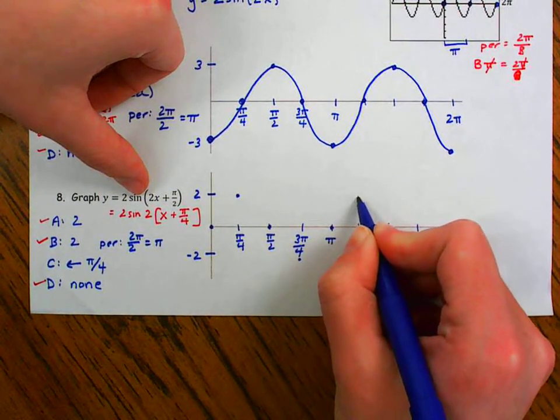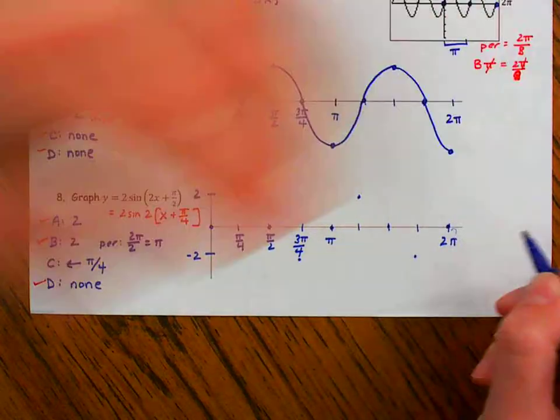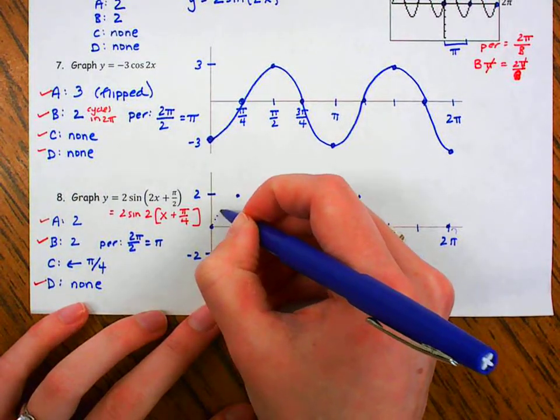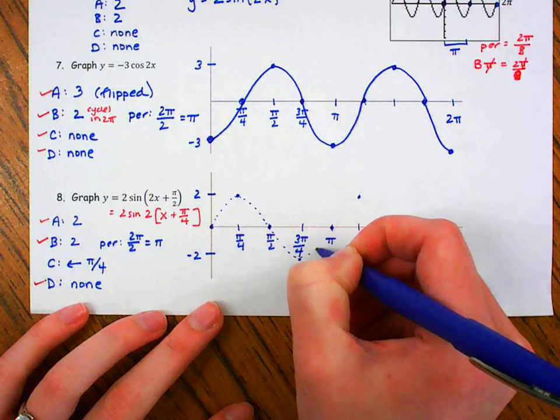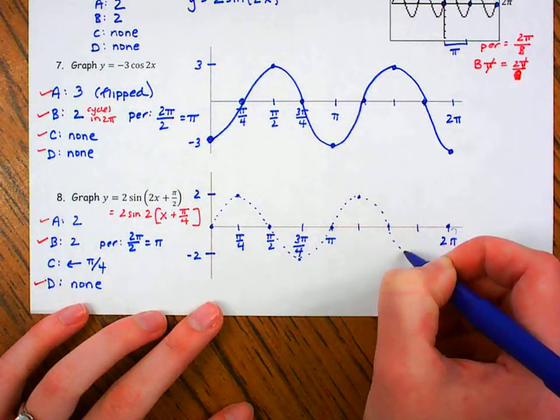Remember when we graph, our final answer is always a solid line. So I need to think about, can I connect these now, or do I need to make a dotted line? Well, it's going to have to be a dotted line because I haven't done my phase shift yet. So here's where I'm at right now. You don't even have to put this in if you don't want. You can just immediately shift your dots, but I find this helpful. It's kind of just up to you.